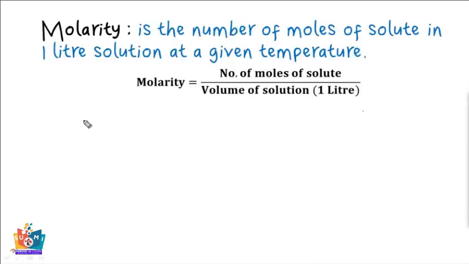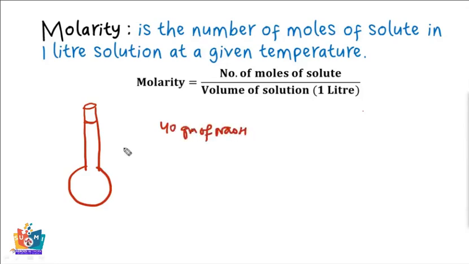To understand molarity, assume that you have taken a volumetric flask with a capacity of 1 liter. There is a mark here. This is an empty flask. You are adding 40 gram of NaOH. Why are you adding 40 grams of NaOH? Because this is 1 gram mole of NaOH.